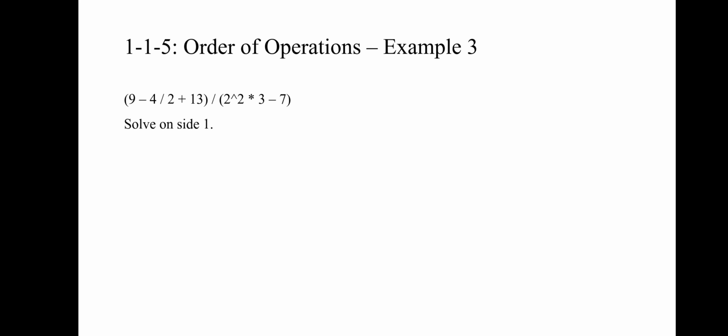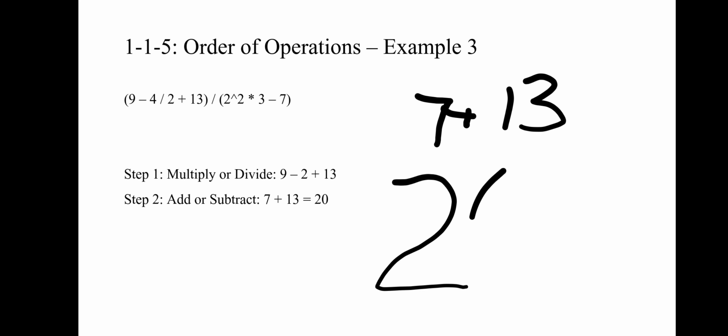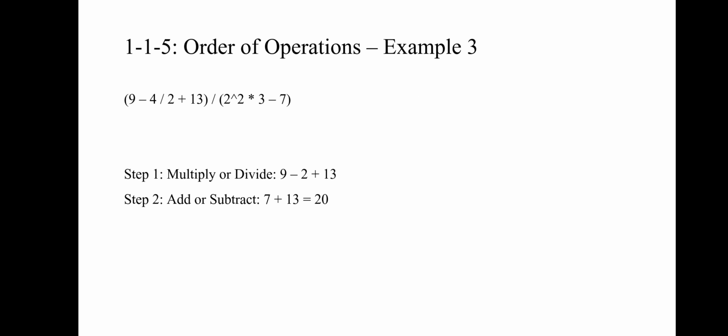So, solve side number 1. 9 minus 4 divided by 2 plus 13. So, step 1, we're going to multiply or divide. 9 minus 2 is 7 plus 13. So, I'm going to rewrite this here. 7 plus 13. What's 7 plus 13? Correct. It's 20. So, we're going to have 20.